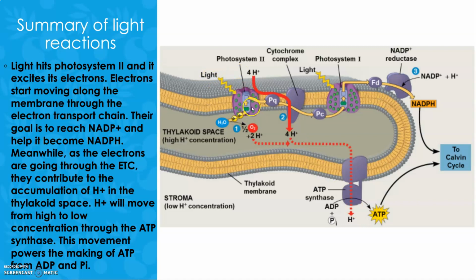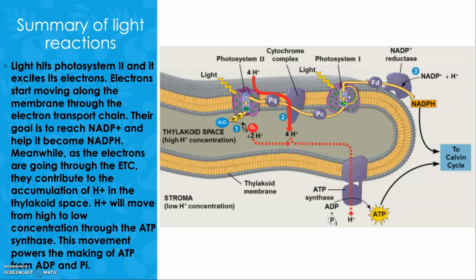Light hits the photosystem, electrons are excited, and they start moving along in this fashion. They reach photosystem 1 and more light hits them and they get even more excited. But they continue along their path to reach NADP plus right here and produce NADPH. So they're trying to load up this molecule with the electrons.